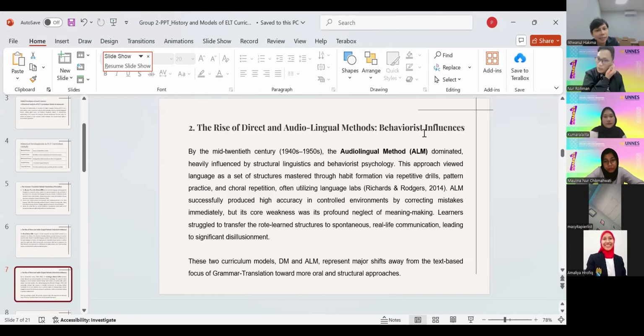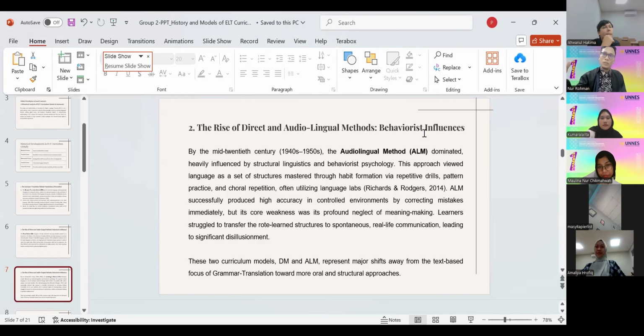Okay, thank you very much for the question, Mr. Evan. So just to make your question clear, basically you are asking how you see the audiolingual method's relevance with today's progression, right? In terms of media, technology, and also classroom language teaching. Yes. Okay.